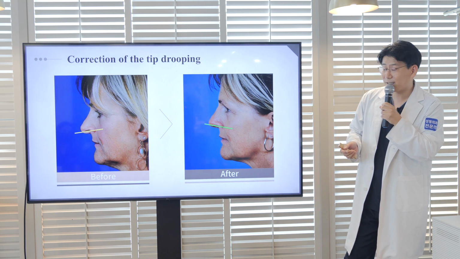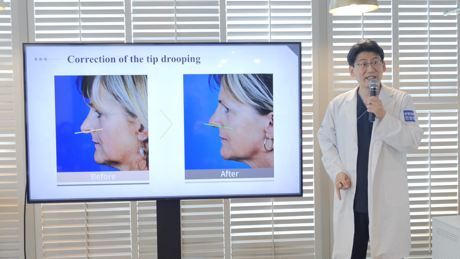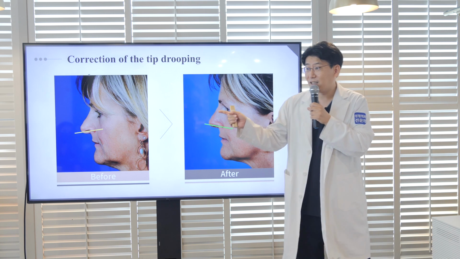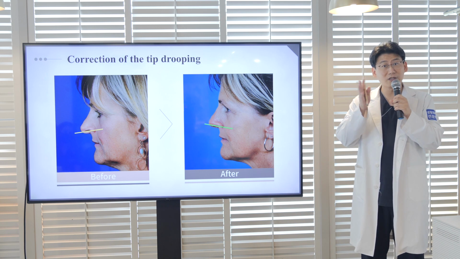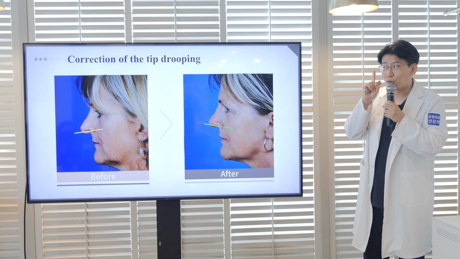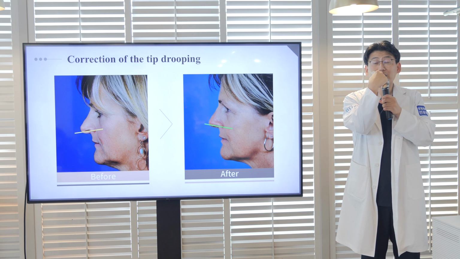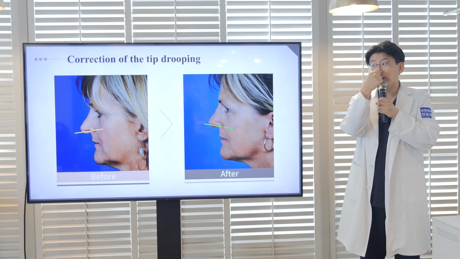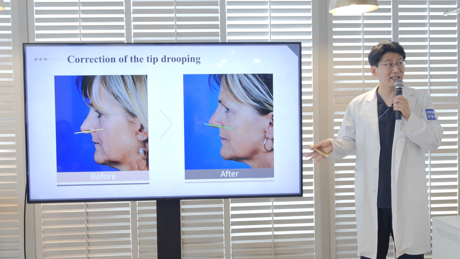But in your case, you can correct tip drooping with this thread. It seems that there are a lot of tip drooping patients in your country. You can insert the Visu 2 thread from the nasal tip to the nasolabial angle. You can correct it very simply. I can show you this procedure today.